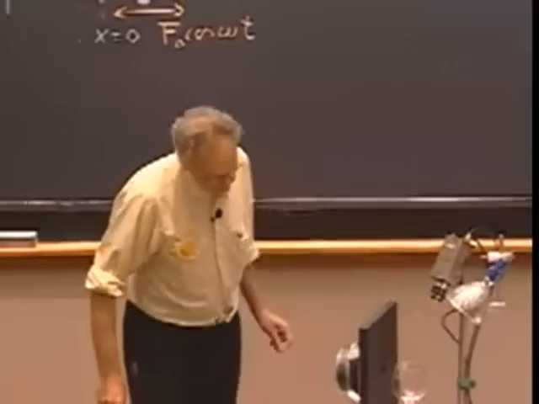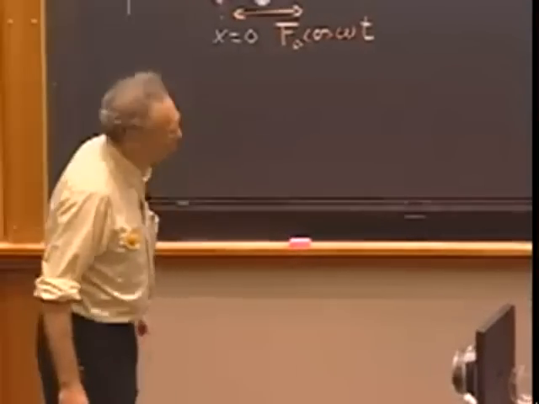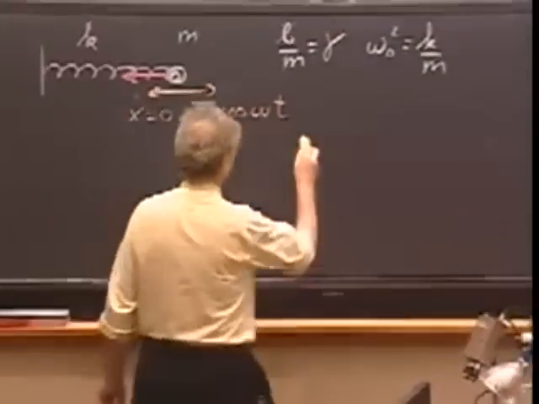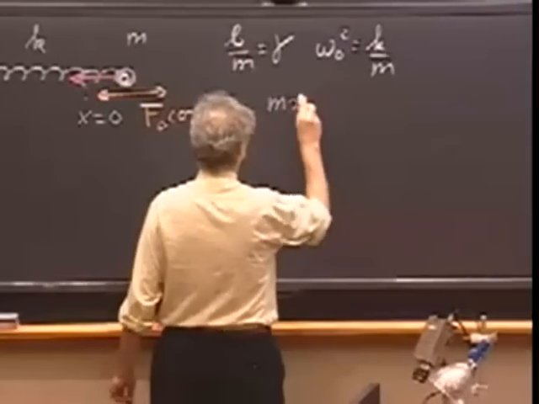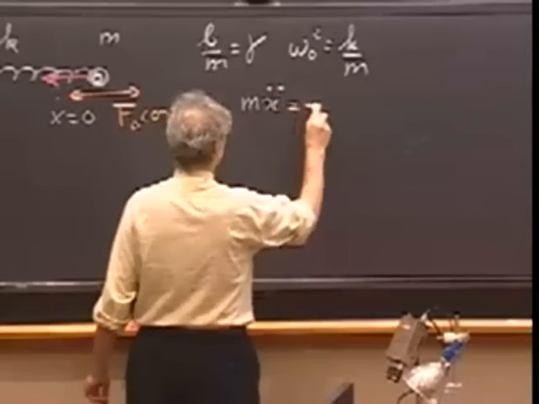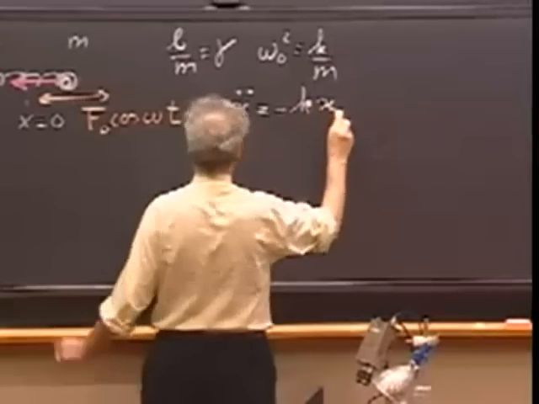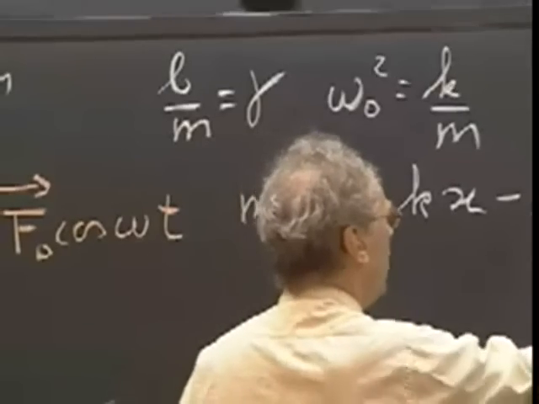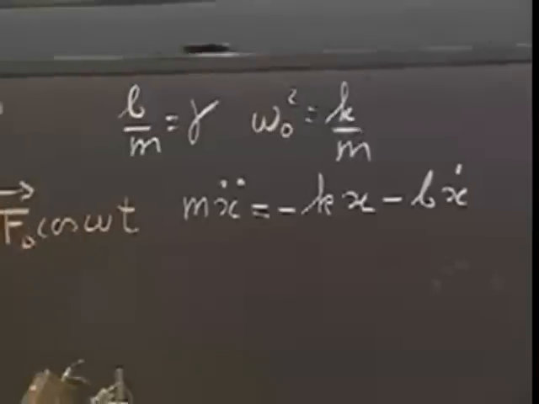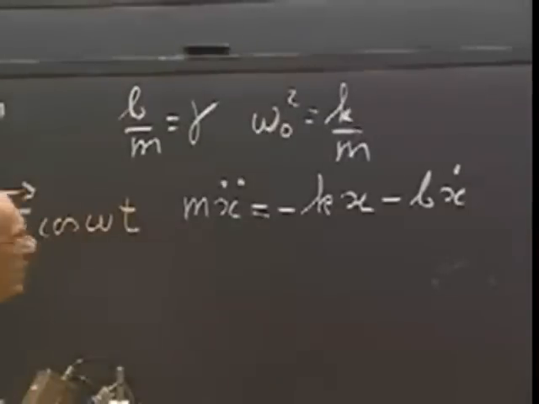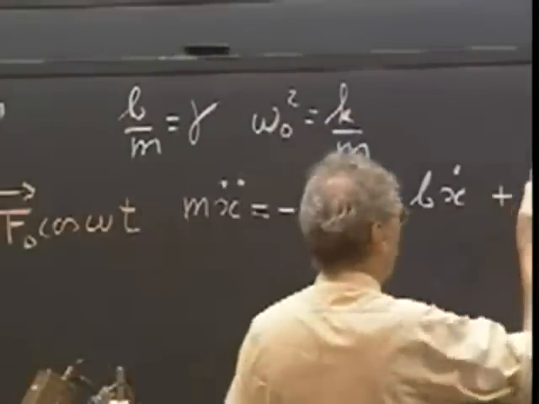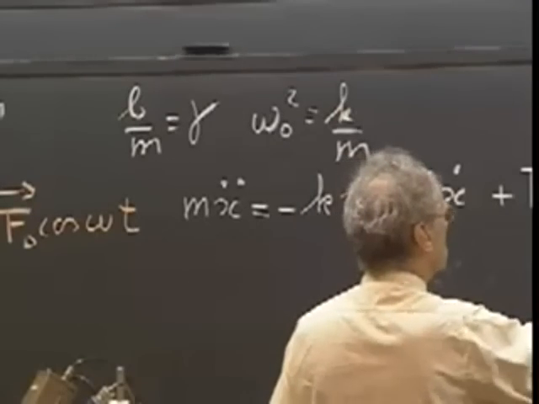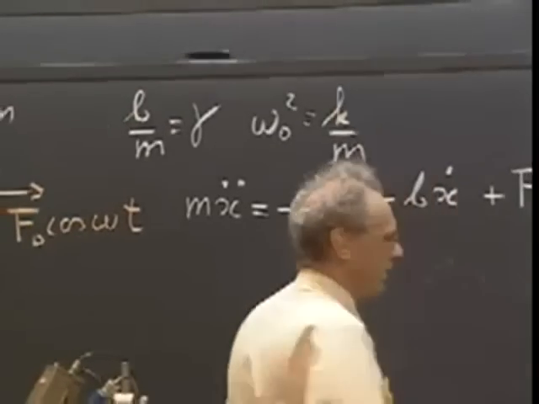So now I can write down the differential equation of motion, Newton's second law: m x double dot equals minus k x, nothing new, that's the spring force, minus b x dot, nothing new, that's the damping. But now comes this external force, F0 cosine omega t.